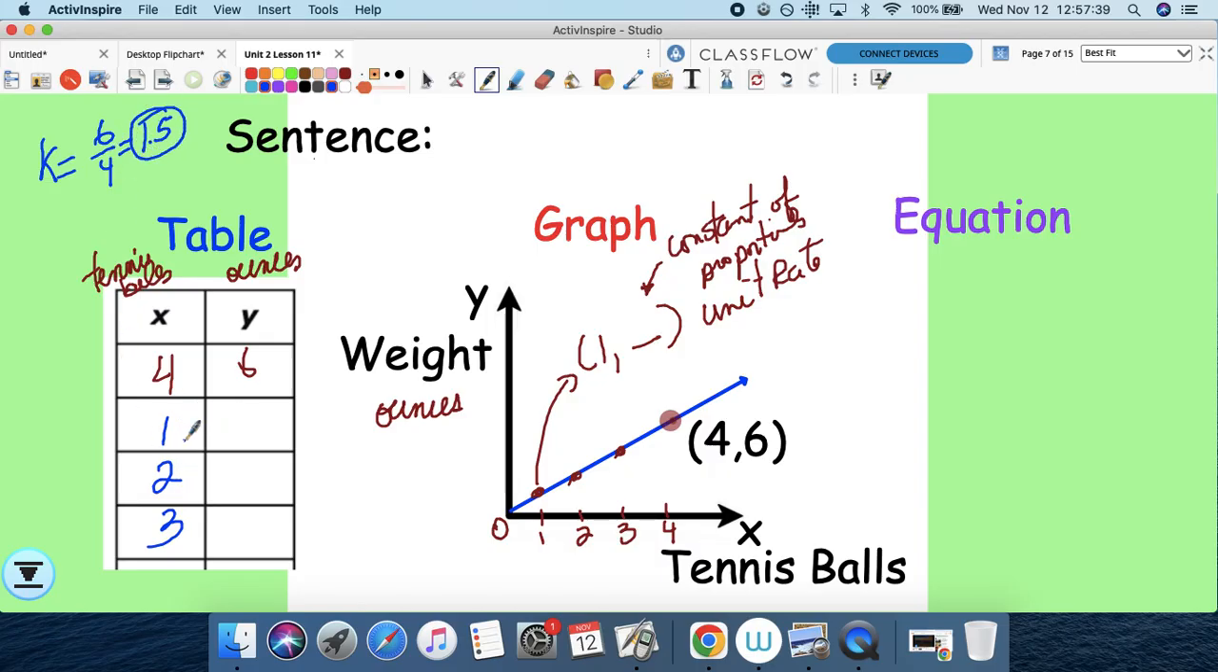So if I go here to 1, it's going to be 1.5, right? So let me change colors here. So 4 times 1.5, 1 times 1.5, 2 times 1.5, 3 times 1.5, and let's fill in the table. So 2 would be 3, and then 3 would be 4.5 ounces. There. Where's my unit rate? It's right here, on the table, it's right there. 1.5 is my unit rate, and 1.5 is my constant of proportionality.